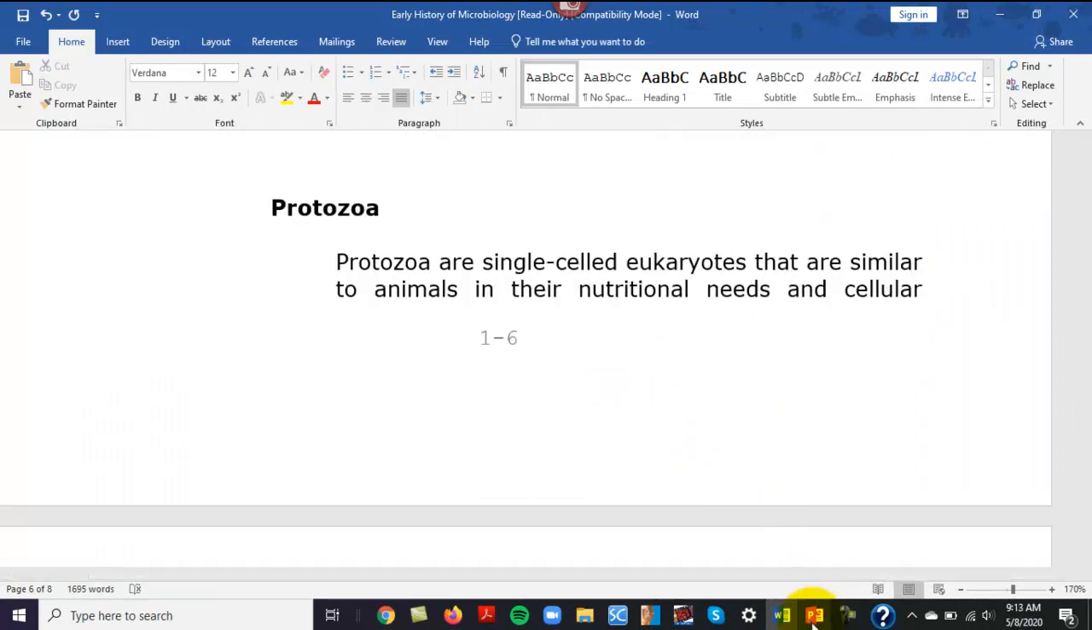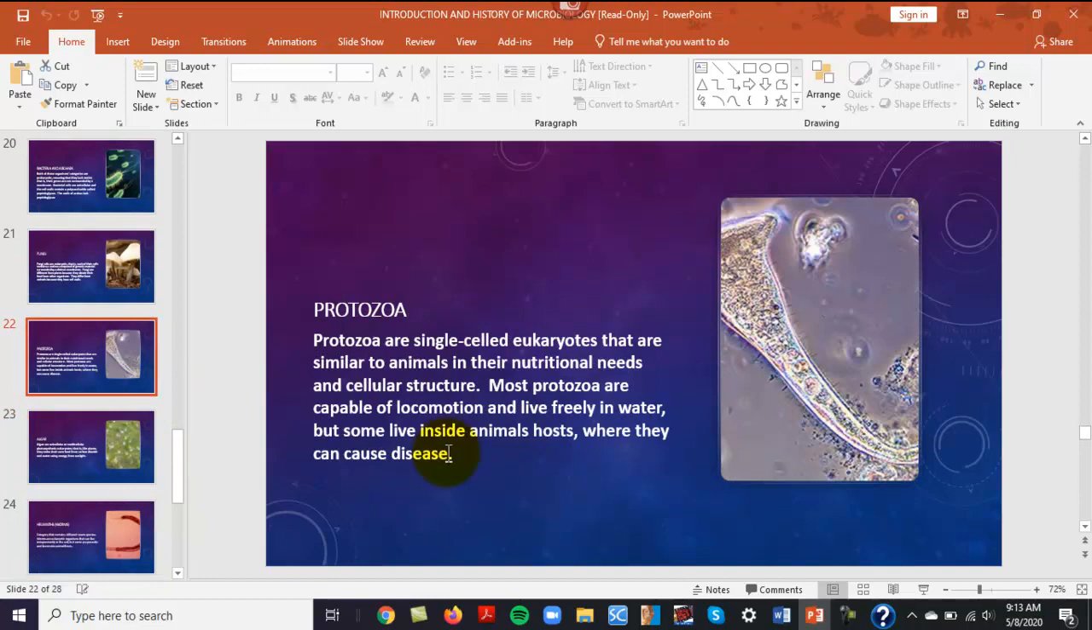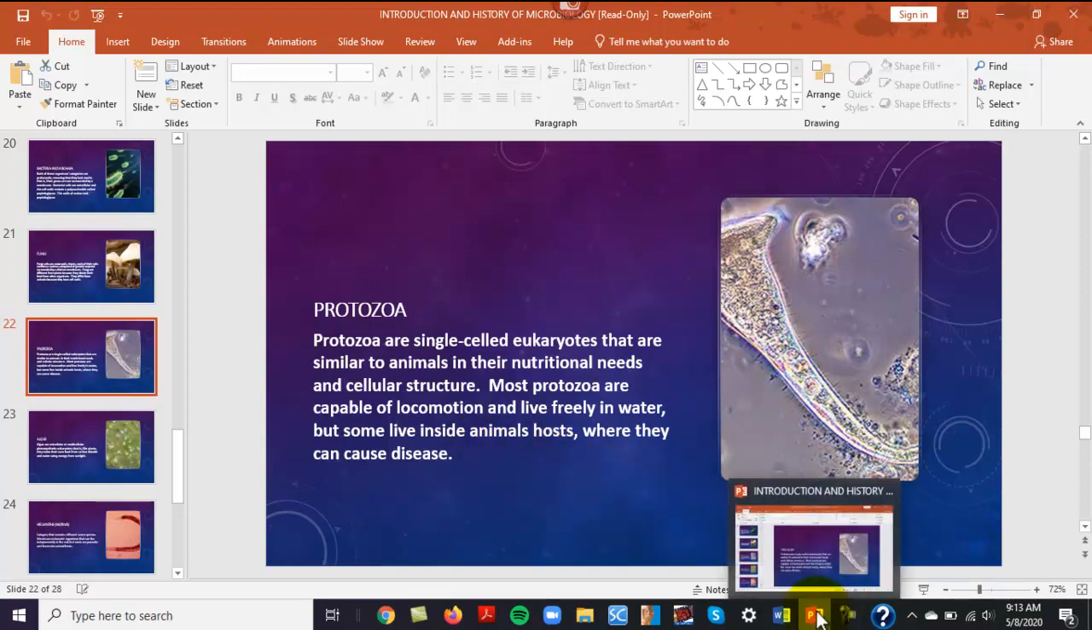Protozoa, little single-celled organisms. There's one there. I'm sure some of you have heard of amoebic dysentery. There's one called Giardia, which causes giardiasis. But little single-celled organisms are found in water, places like that. And some live inside an animal host. We do talk about those as well.